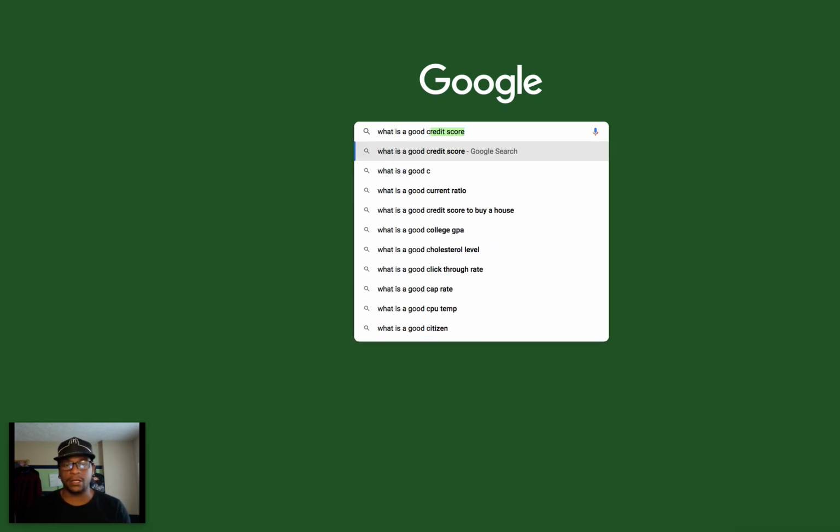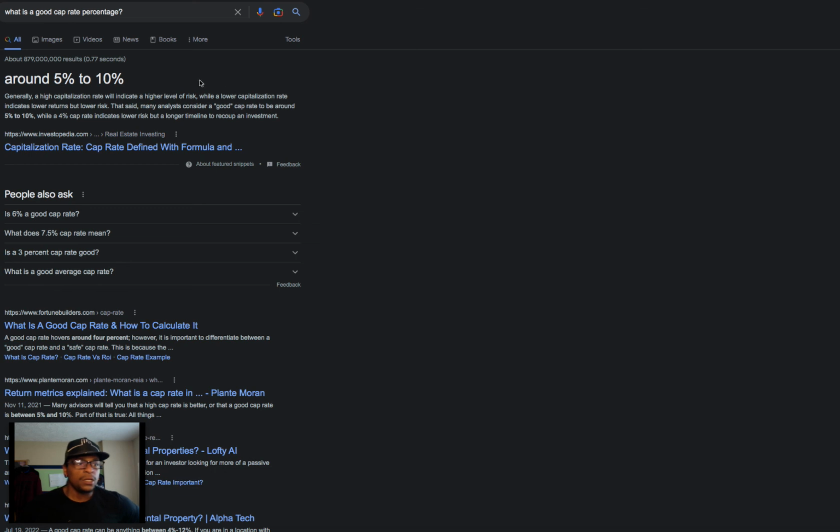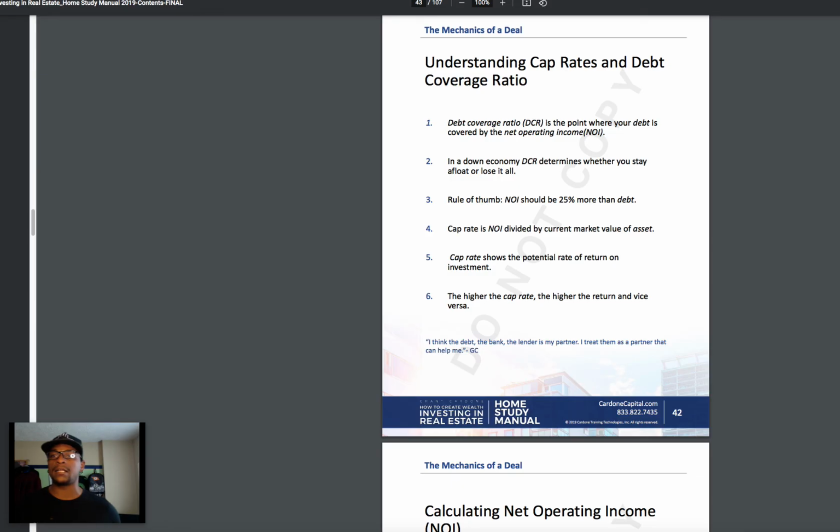What is a good cap rate percentage? Around 5 to 10%. A 4% cap rate indicates lower risk, but a longer timeline to recoup an investment. So our 1.6% was actually really good. However, it still indicated that it was going to be a really long time before we started getting the return on our investment, versus something at that 5 to 10%, which might reduce the time frame to recoup your investment. So solid information right there.